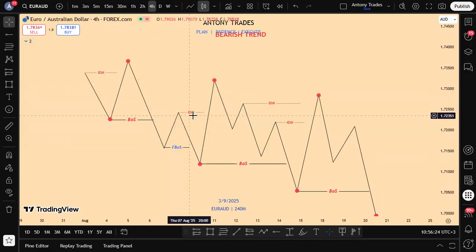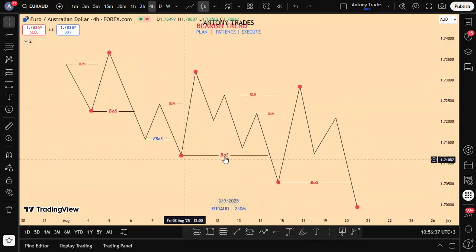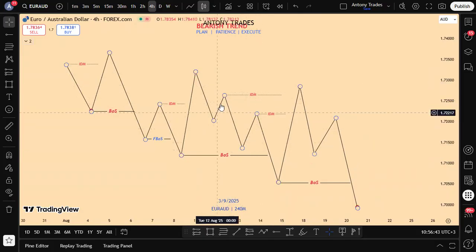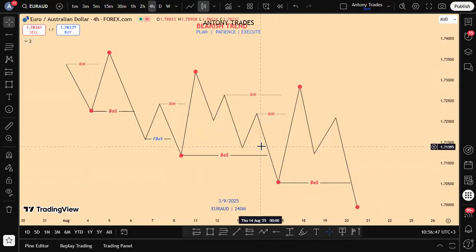So this high here becomes the inducement. And which type of inducement is this? This is a major inducement since it is formed after the break of what? The break of structure. That's why you can see the market came back, swept liquidity, and then pushed to break this previous swing low. Now we have this minor inducement. We have one and two minor inducements.